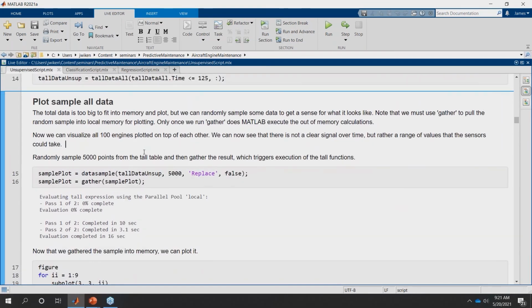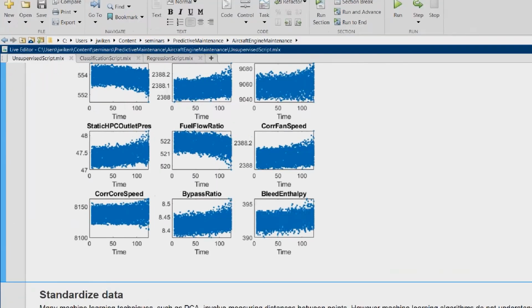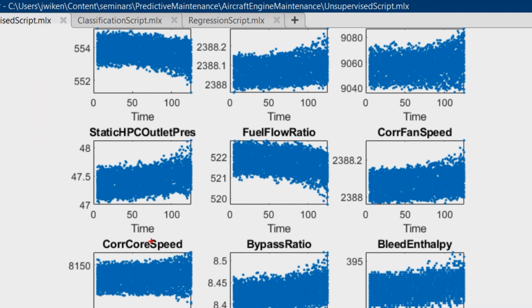Okay, so let's do what we did with the one engine and start visualizing some of these sensors. This is plotting basically a sample of our total data, but it gives us a sense of whether some of those trends we saw in the singular engine also show up in all 100 of our engines. Okay, so we're seeing some of the same stuff, right? We're seeing this go down, this go up, this go up, right?